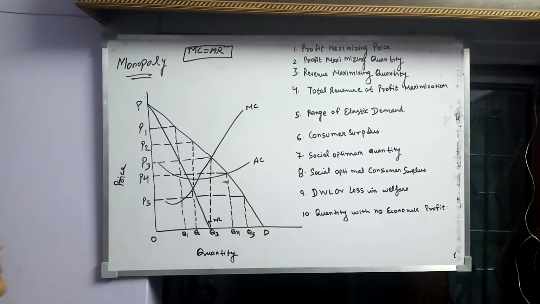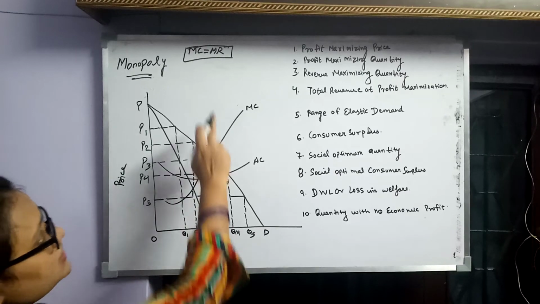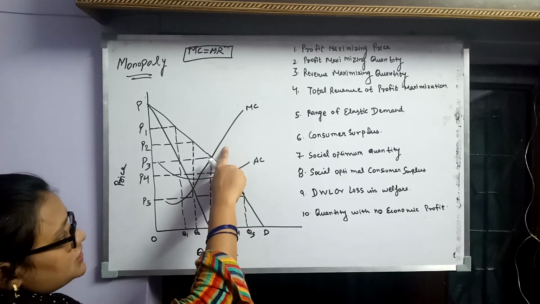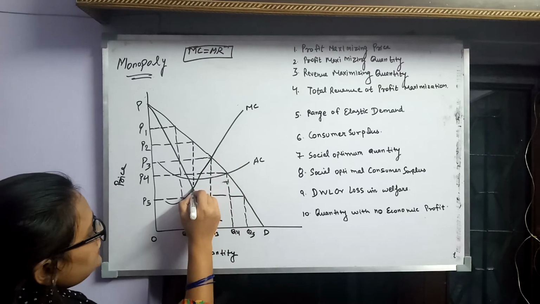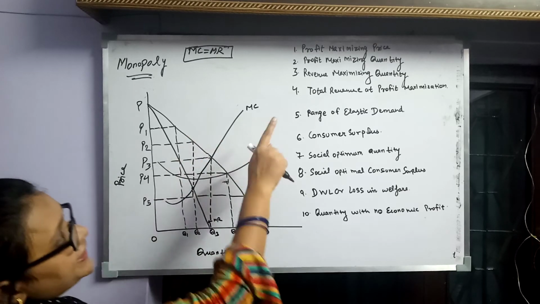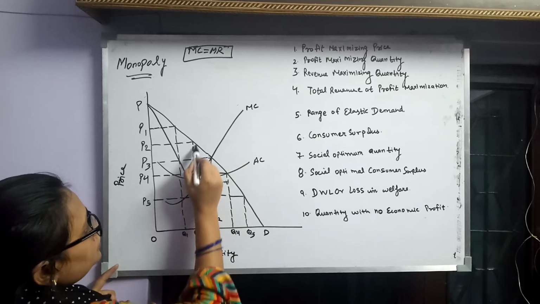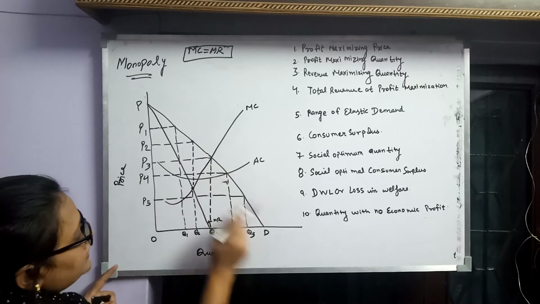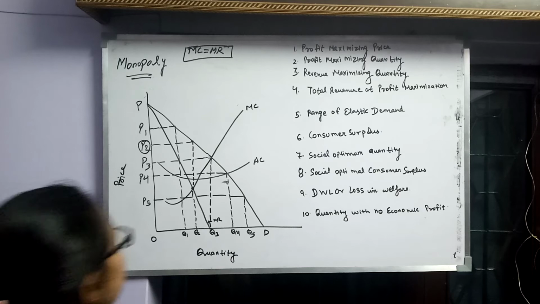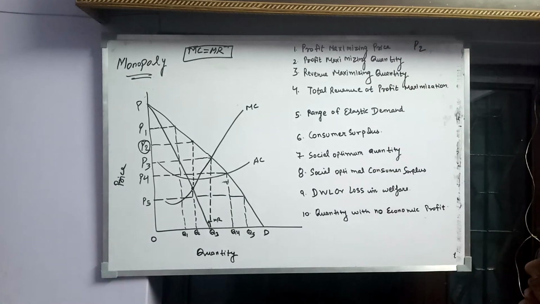Our first step is to see in this graph the point where marginal revenue equals marginal cost. This is our curve of marginal revenue, and this is marginal cost. Where they intersect, this is our profit maximization point. Now, to identify the profit maximizing price, we will extend this point to the demand curve, and this price is the profit maximizing price. So we will write here P2. So P2 is the profit maximizing price.